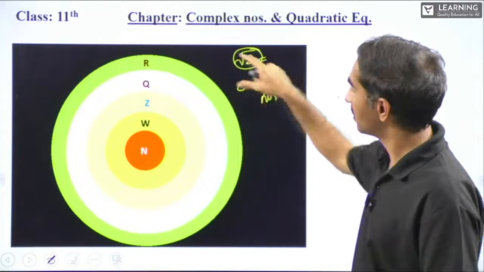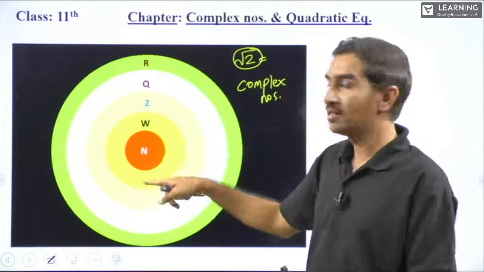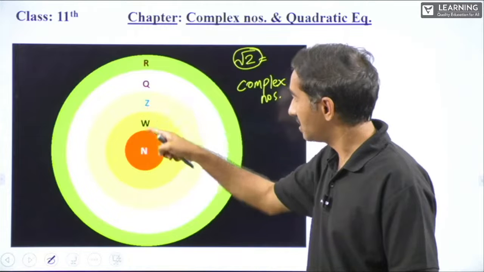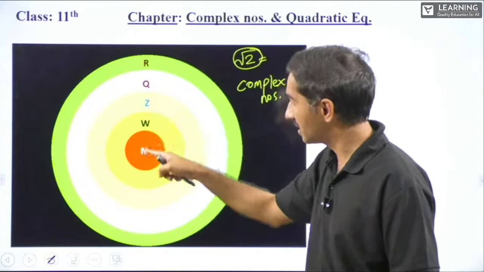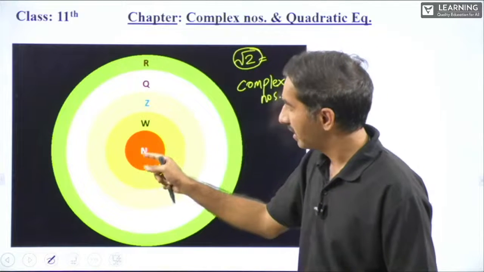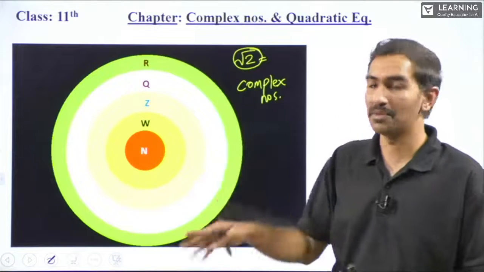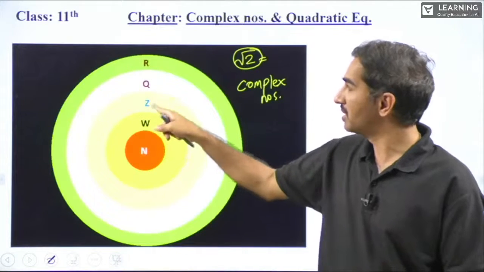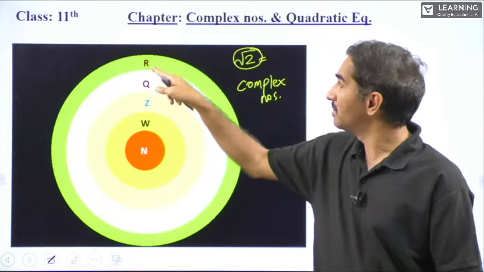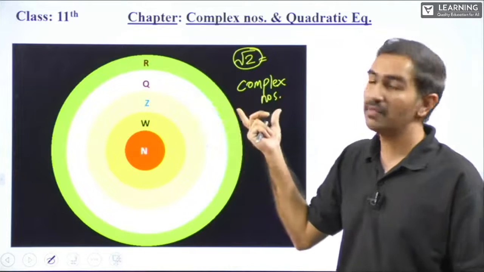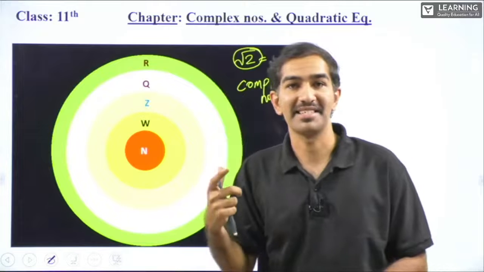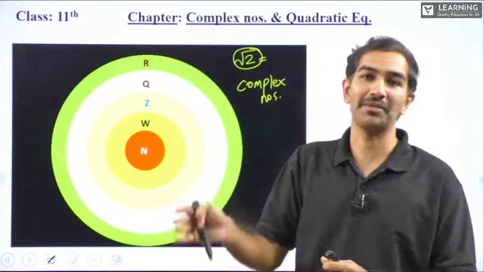Complex numbers consist of all these sets. Real numbers consist of only these sets: rational numbers, these sets; whole numbers, only N; and N itself consists of N only. So these are the representations of numbers: natural numbers, whole numbers, integers, rational numbers, real numbers, and finally we have what? Complex numbers. So this is the classification of numbers.